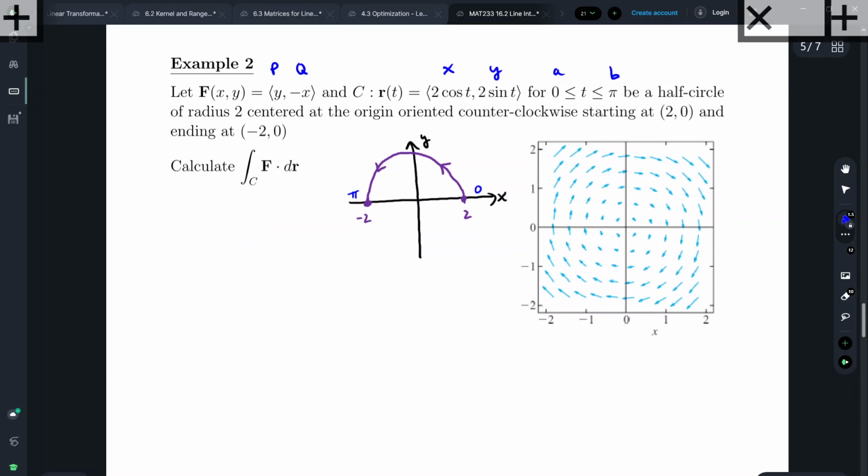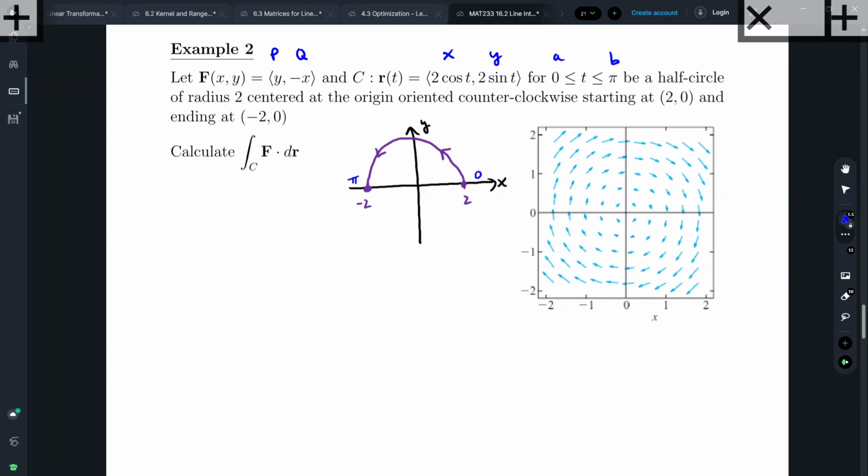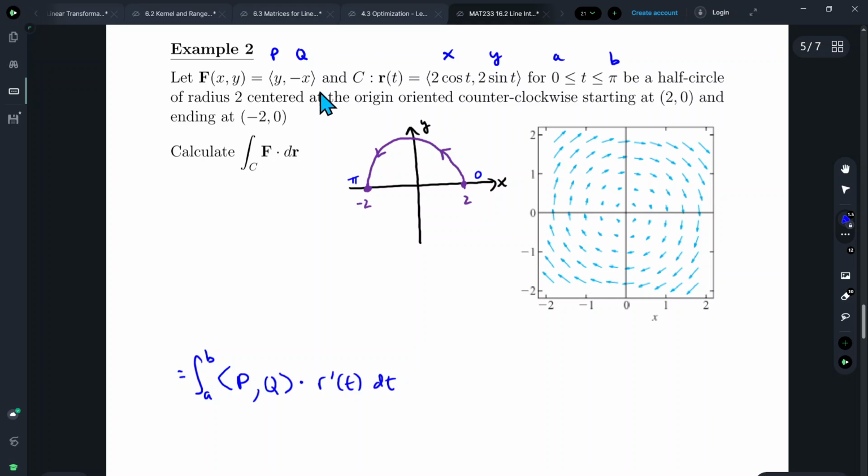To be able to set up this integral, if you remember from before, a line integral can be calculated as an ordinary integral. So here t goes between 0 and pi, so between a and b. The vector field is p q, and then you take the dot product with r prime, and then you calculate the integral with respect to t. Okay, so we need to set up this integral, so we need to calculate r prime.